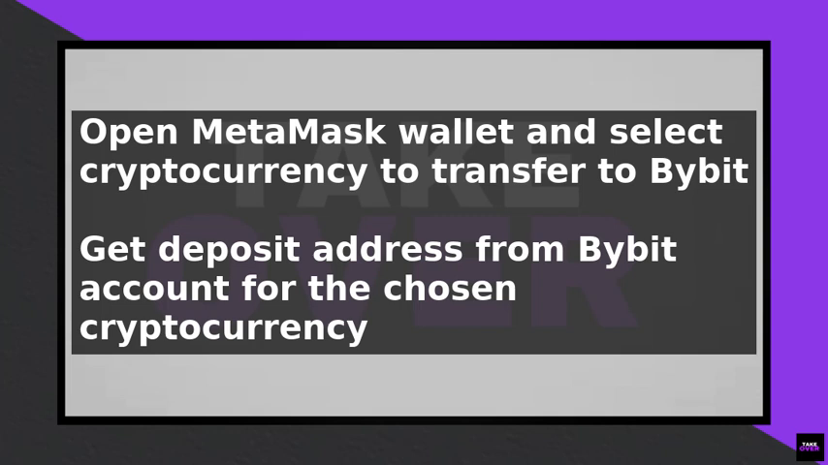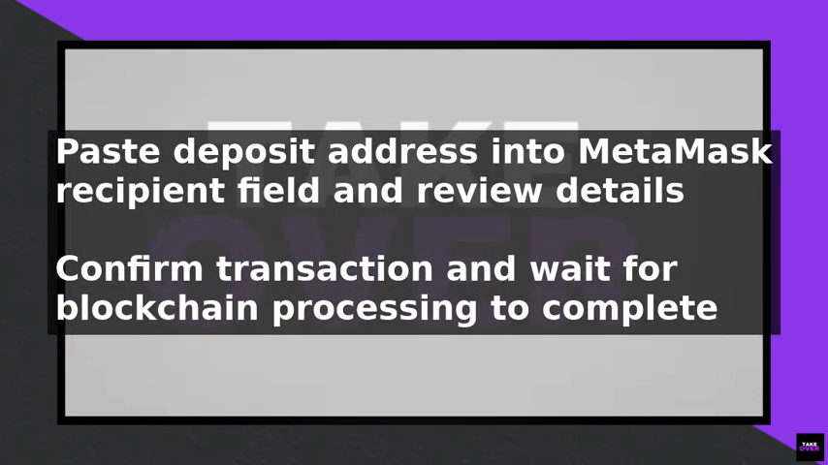Make sure to double-check the address to avoid any mistakes. Once you have entered the address, click on the Next button and review the transaction details. If everything is correct, click on the Confirm button to send the transaction. The transaction will be processed on the blockchain and may take a few minutes to complete. You can track the status of your transaction on the Blockchain Explorer or on your Bybit account.